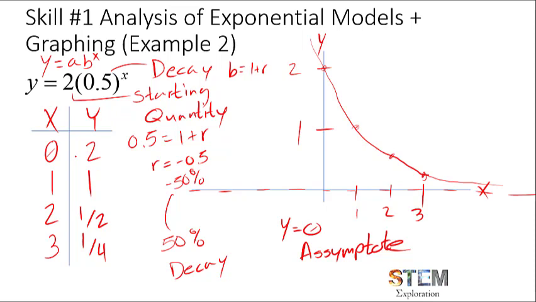So with this, what I want you to see is that we can look at this. If we see that the b value is less than 1, then you have a decay function, and you'll see that the exponential model is downward shaped instead of upward shaped like it was before.